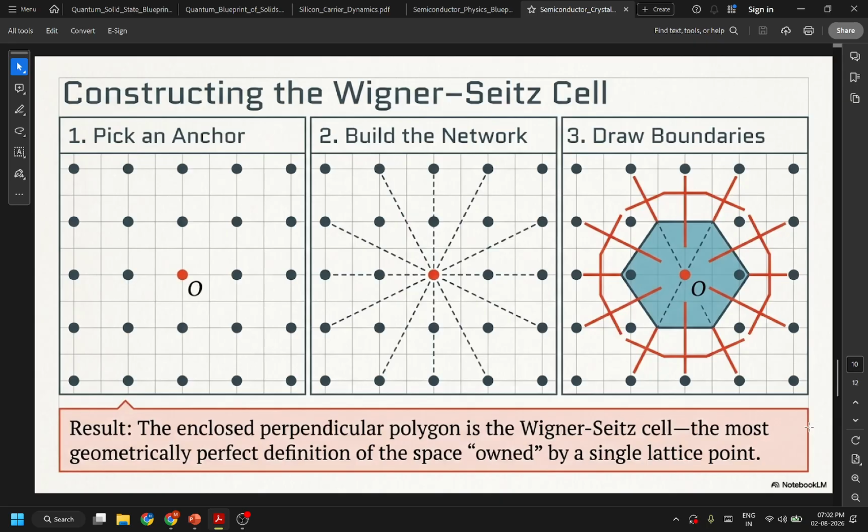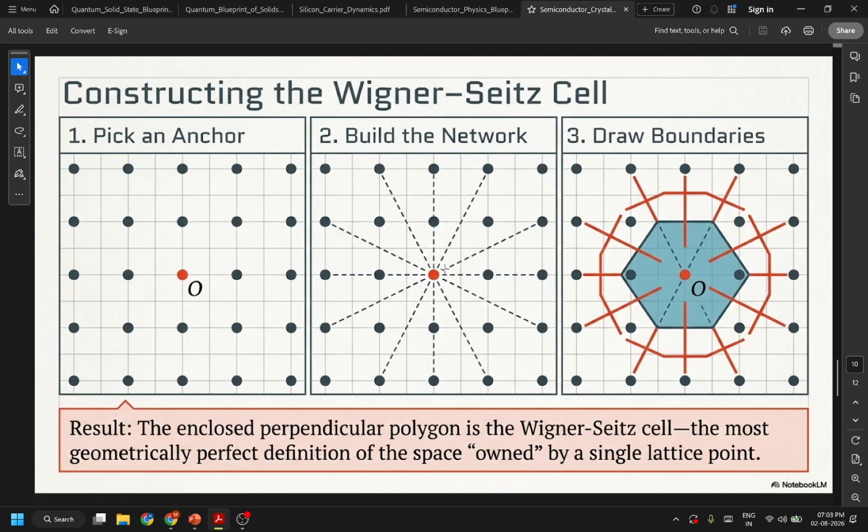Now we come to the Wigner-Seitz cell. The Wigner-Seitz cell is a primitive unit cell which results in exactly one atom, one lattice point. So the Wigner-Seitz cell is constructed like this: we take one point, then we connect it to its nearest neighboring atoms.